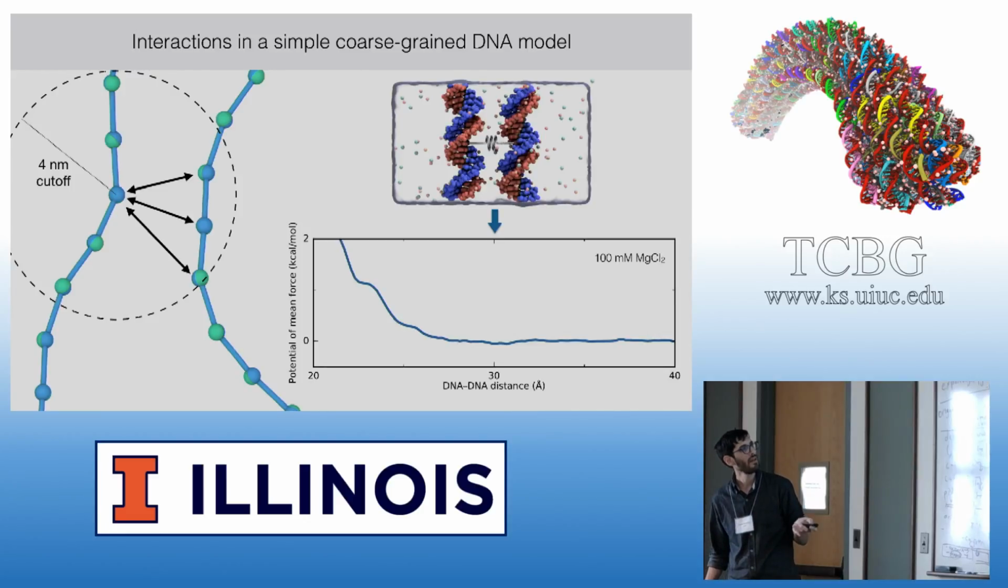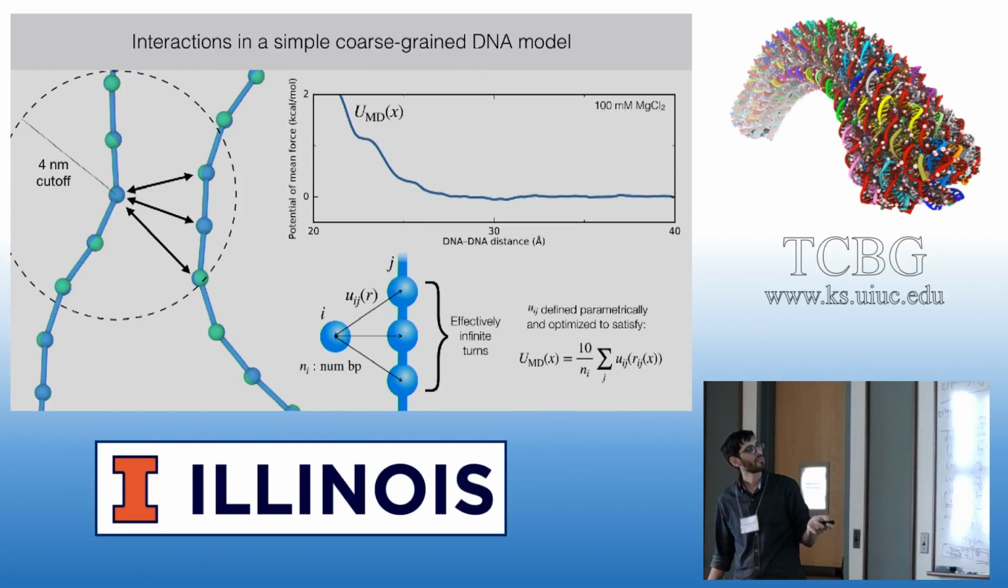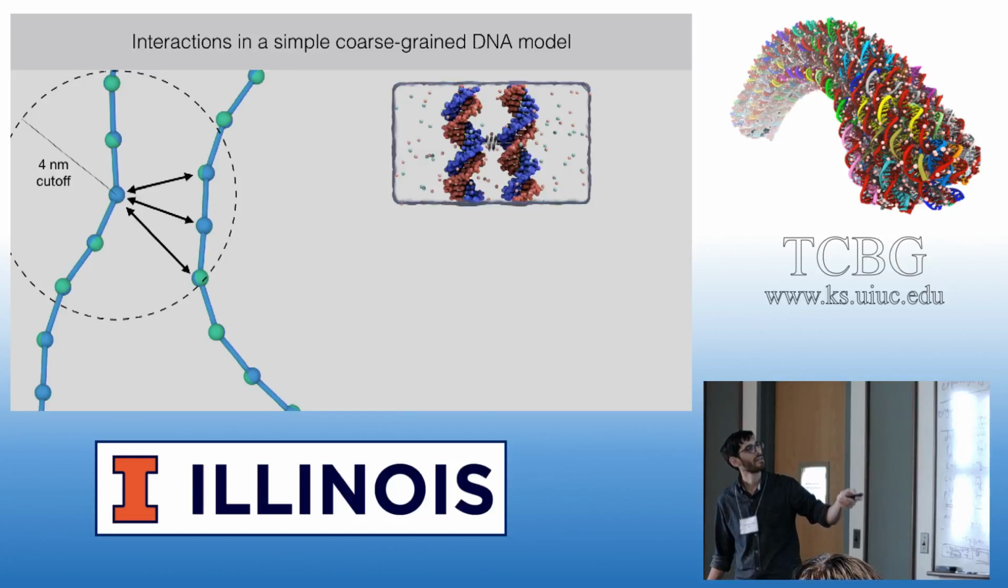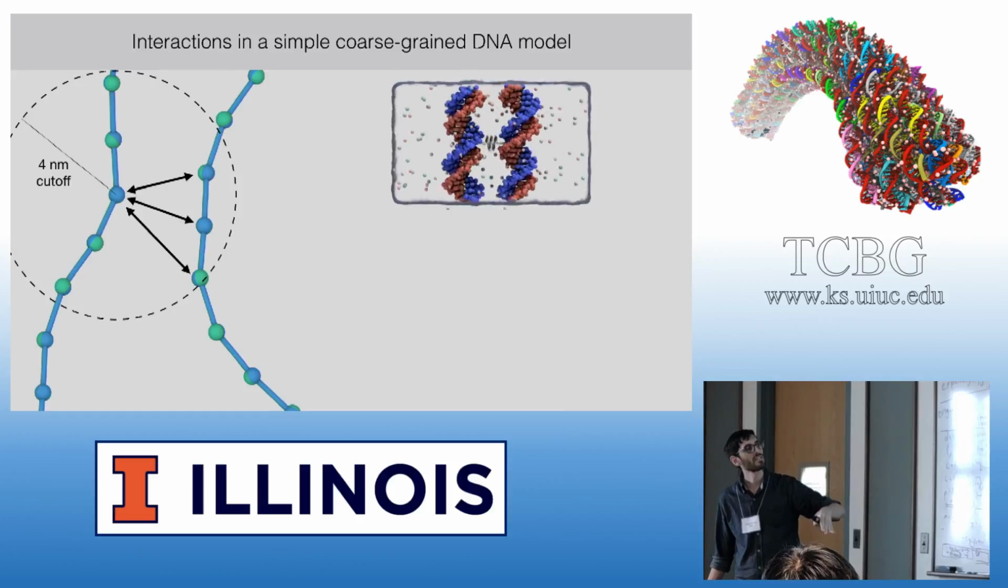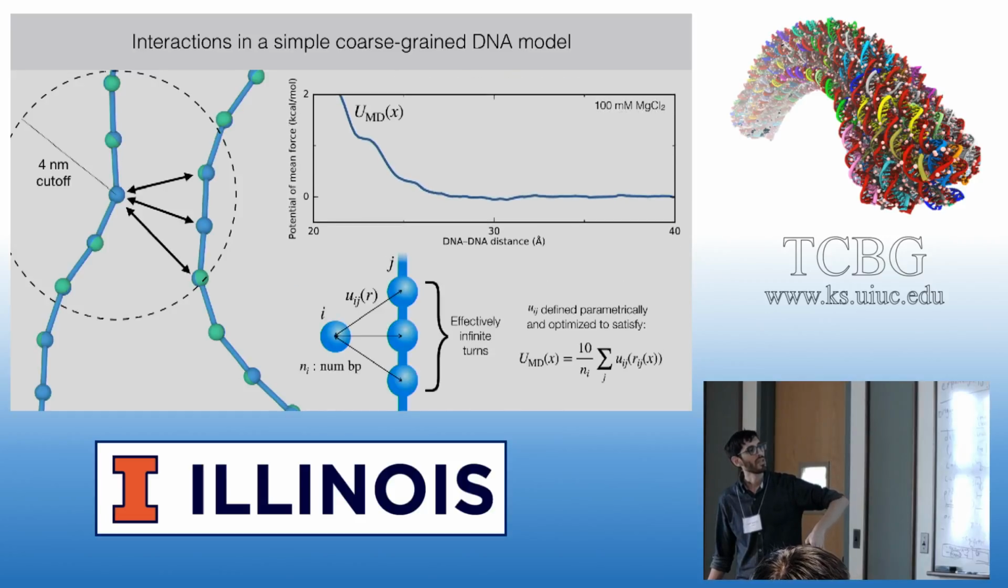And then to get the pair interaction, we basically do a sum over the interactions between multiple beads that would be composed in that same system. So basically build the system out of our coarse-grained model, look at the different interactions, and we optimize the parametrically defined potential.